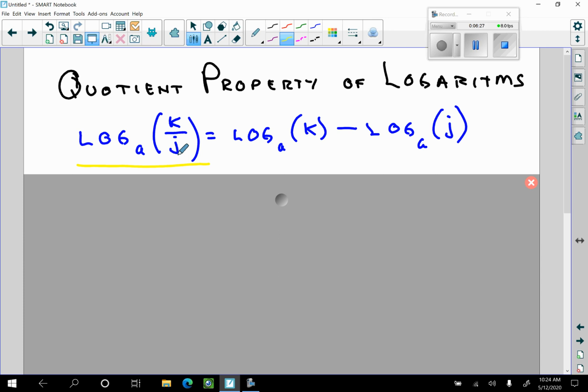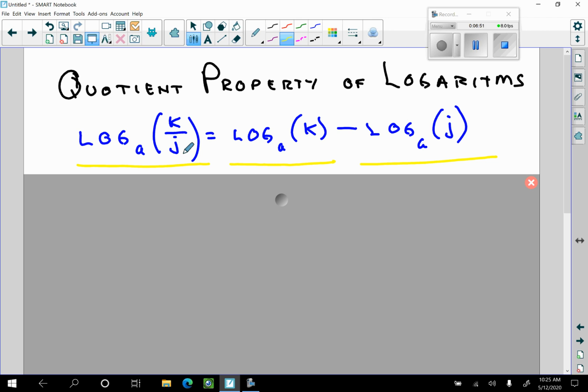What does that equal? Oh, that's weird. It is weird. It's a very simple verification. That says that log base a of k minus log base a of j is equal to the log base a of k over j. And guess what we're going to do? You guessed it. We are going to verify this particular property.